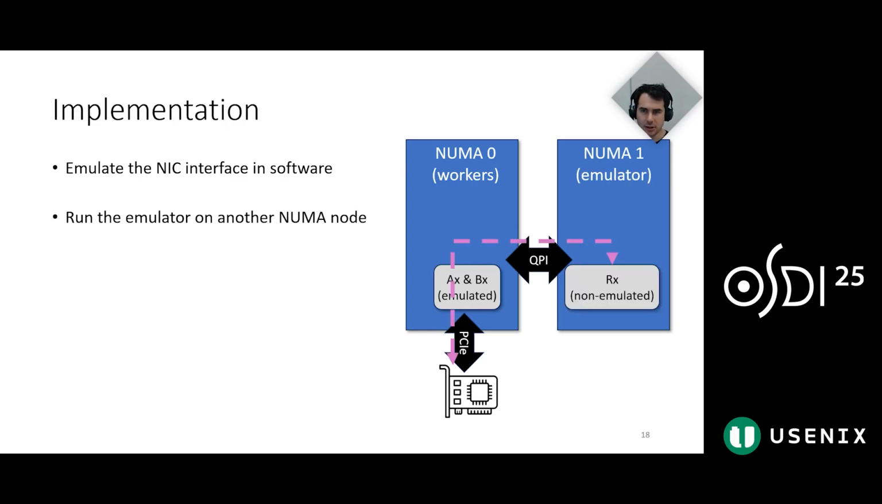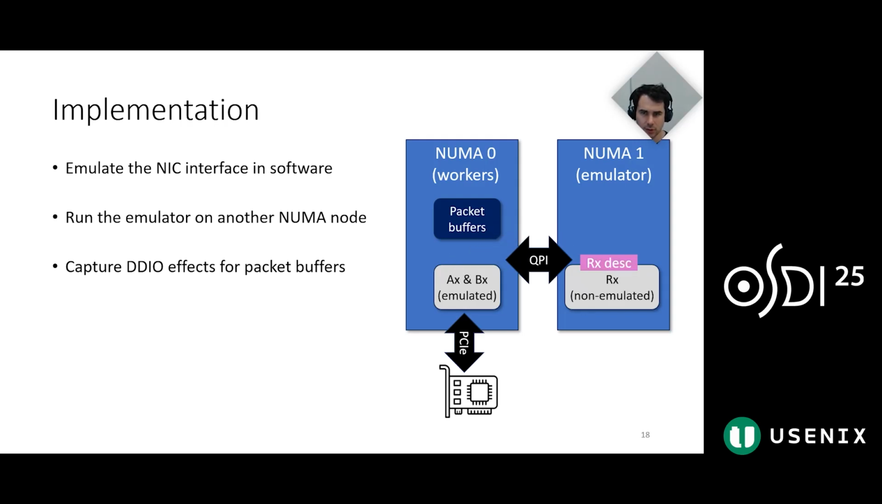Packet buffers are located on the same NUMA node as the NIC, which enables the emulator to capture DDIO effects in the same way non-emulated NICs do. For example, when an RX descriptor is generated by a worker, it's consumed by the emulator and it produces an rxString descriptor on the non-emulated receive ring.